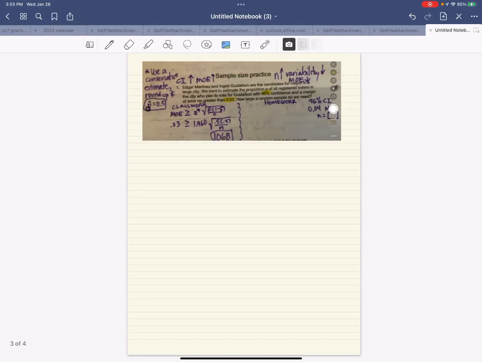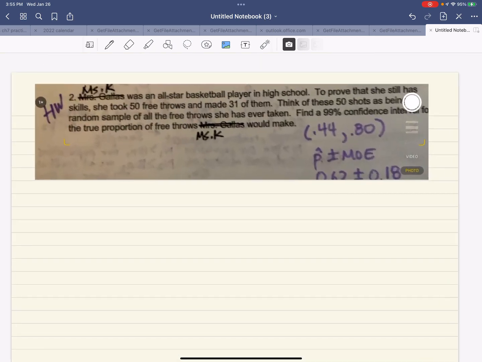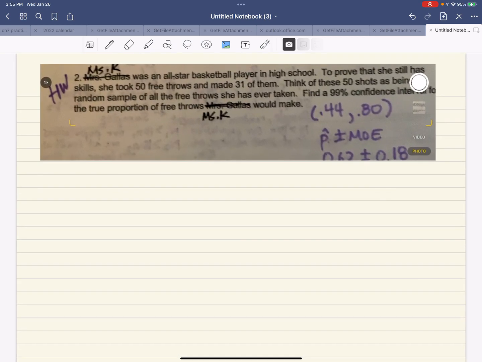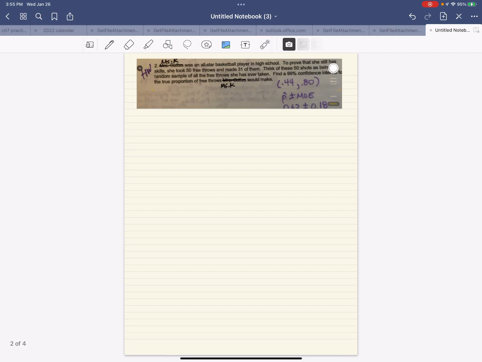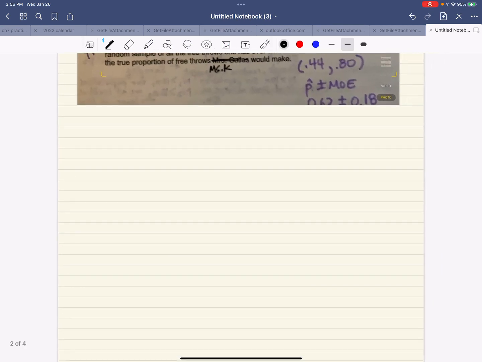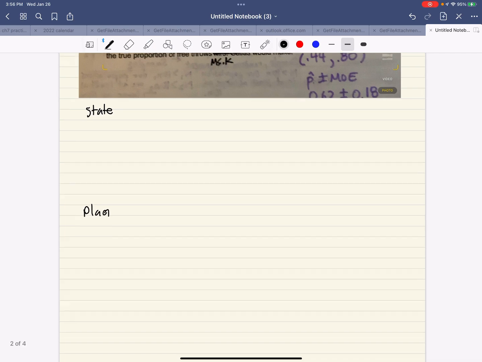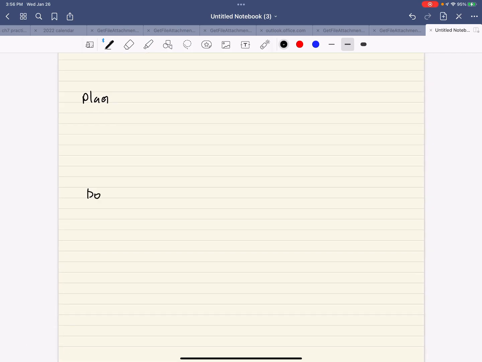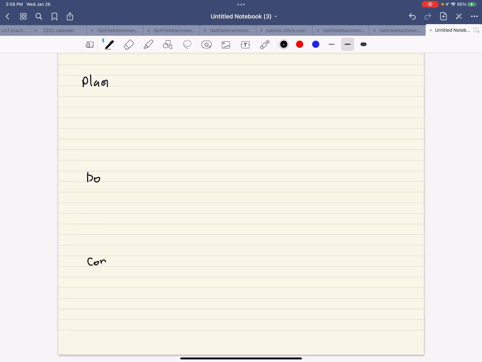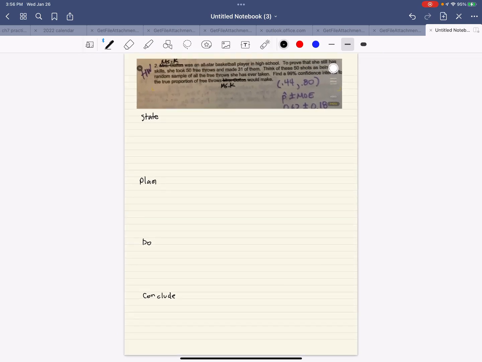Okay, so our homework was to do this basketball player, state, plan, do, conclude, on a separate piece of notebook paper, right? And know that we're not going to be able to use our notes. We'll only be able to use our formula sheet, so that we know we're practicing this from memory, right?